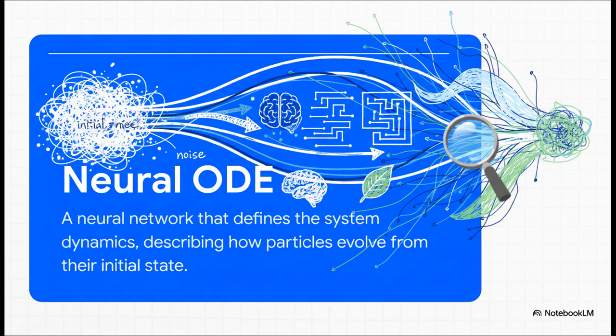It's not a network with a fixed number of layers. It's a network that defines a continuous flow. It learns the very physics of the transformation, creating a vector field that can sculpt any starting noise into our final masterpiece. Pretty cool, right?